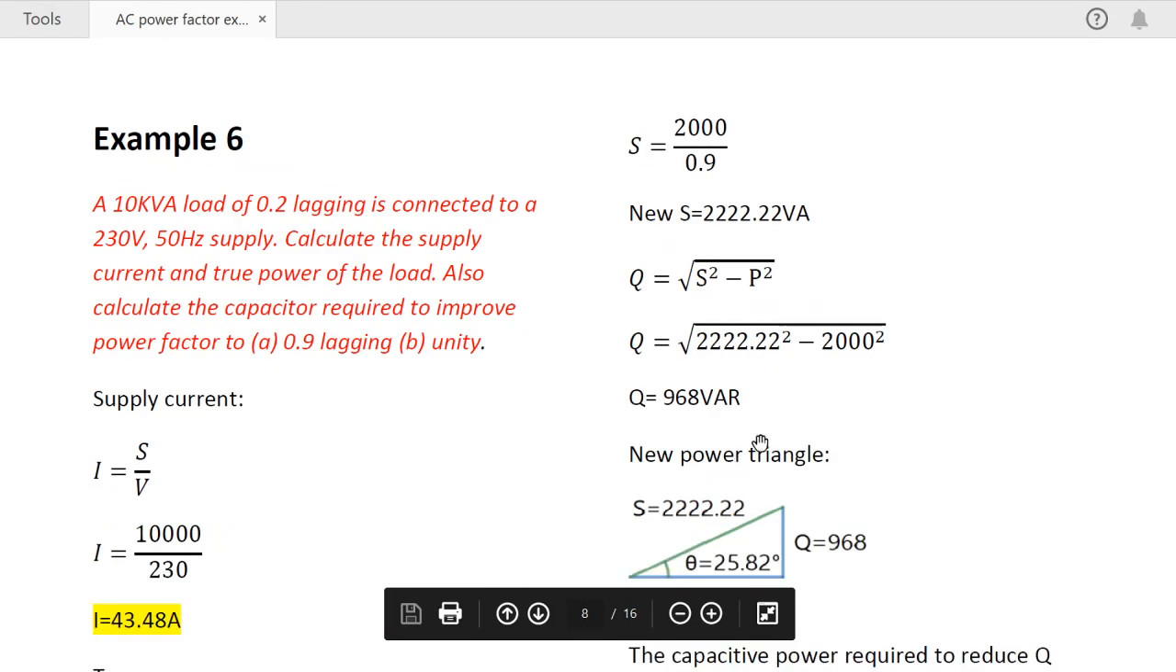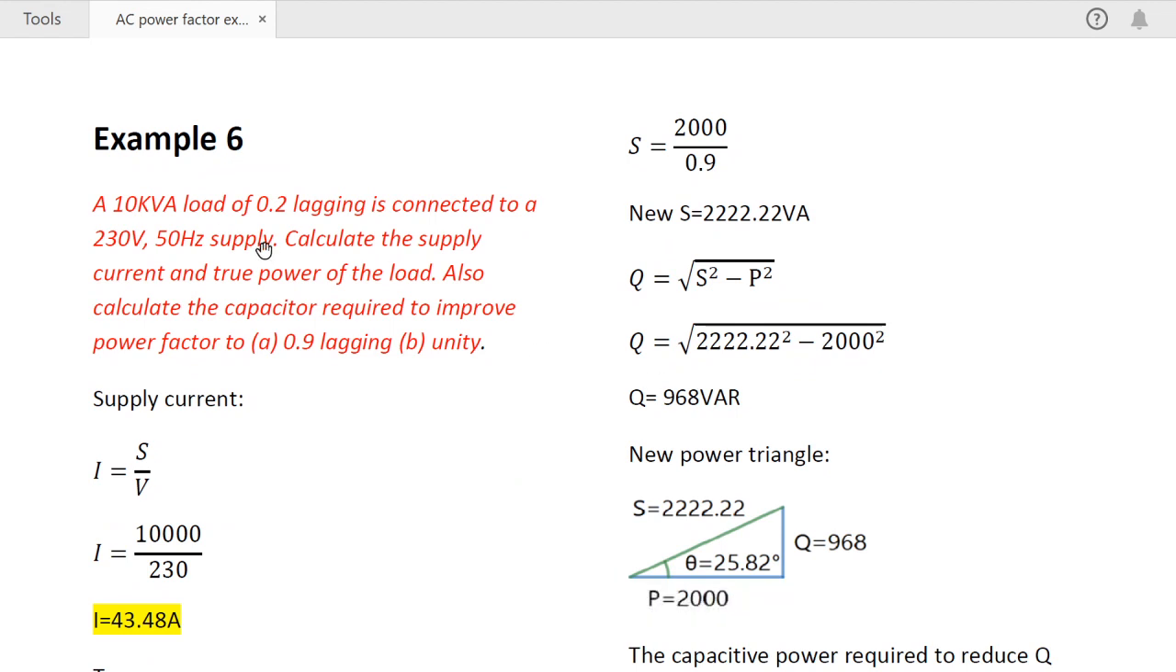Example number 6. A 10 kVA load of 0.2 lagging is connected to a 230 volt 50 Hz supply. Calculate the supply current and true power of the load. Also calculate the capacitor required to improve the power factor to A, 0.9 and B, unity. Unity is a power factor of 1. So let's go through this set.